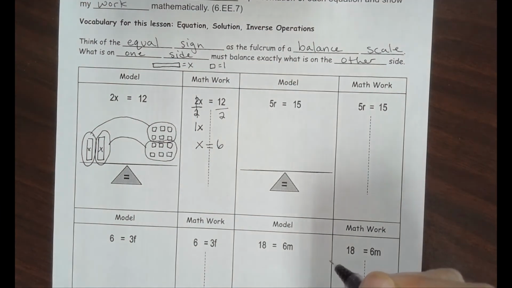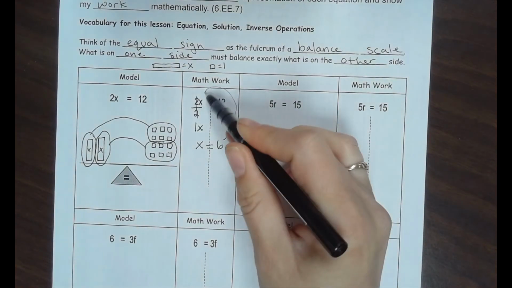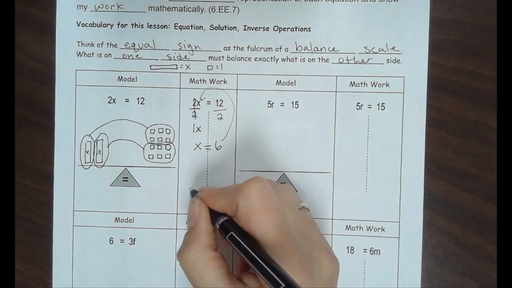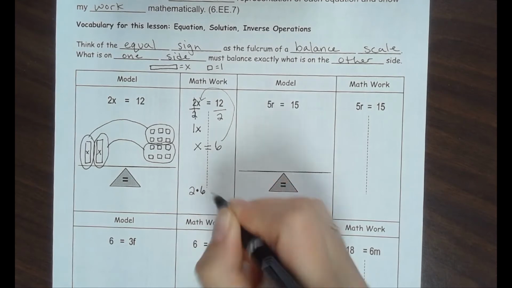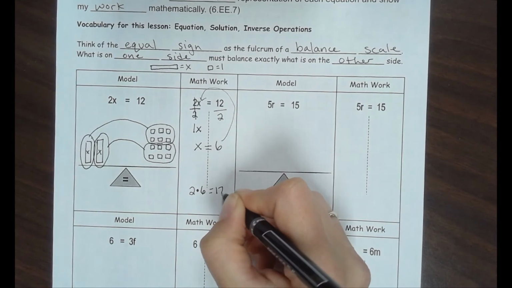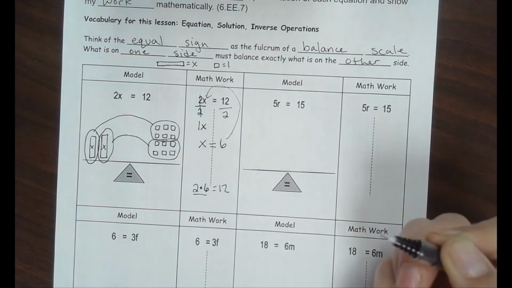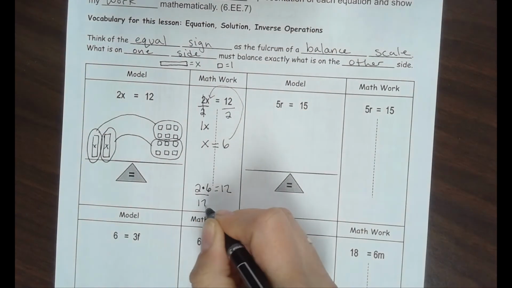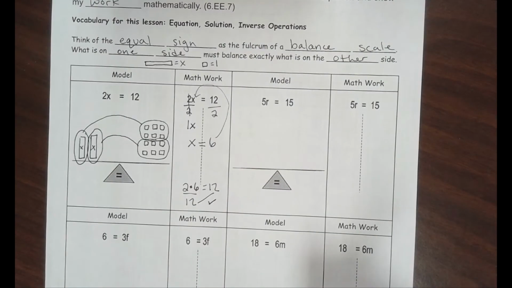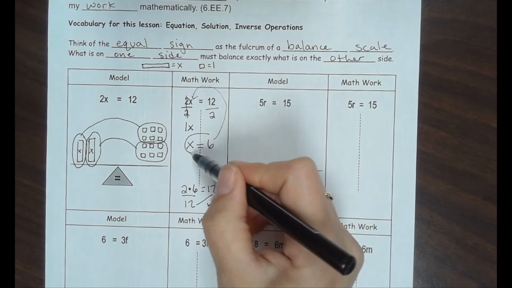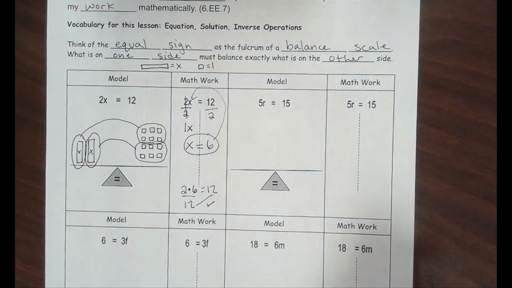How do I prove it? I plug it back in to x. So my original equation was 2x, so I'm going to put 2 times 6, and I'm going to see if I get 12. Well, if you know your times tables, you know that 2 times 6 is 12. That matches, and we know that this is correct. So 1x is worth 6.